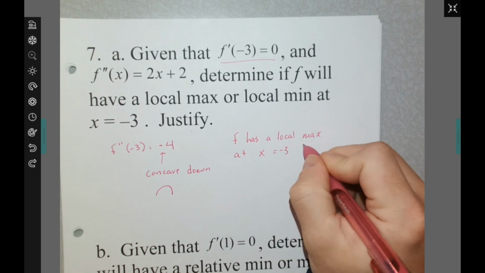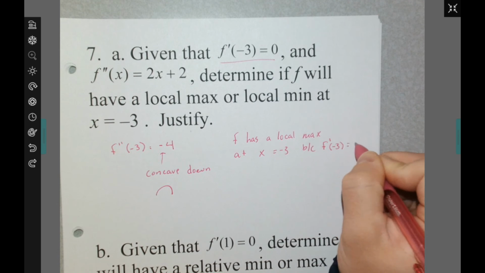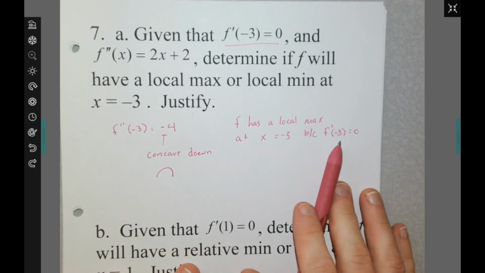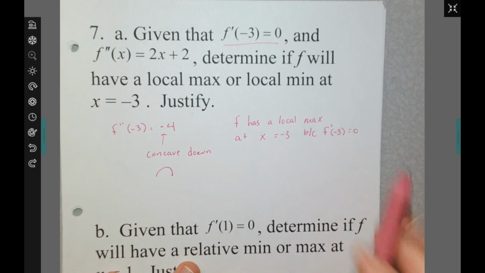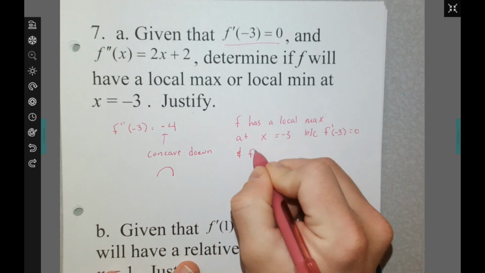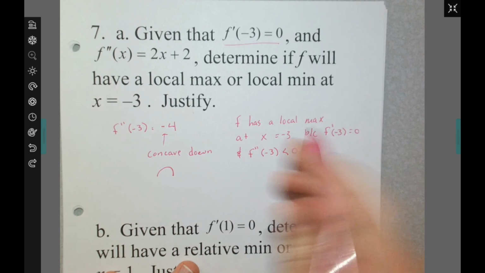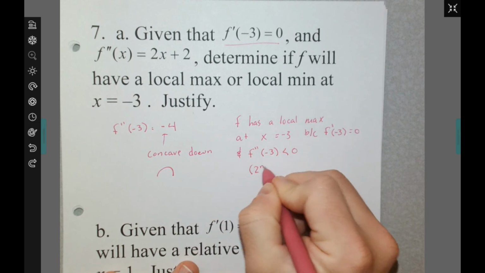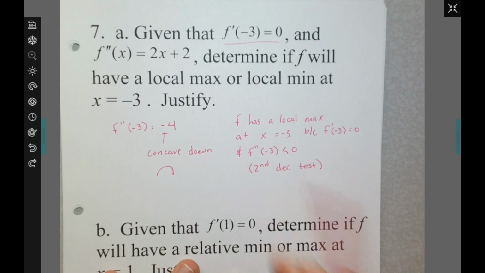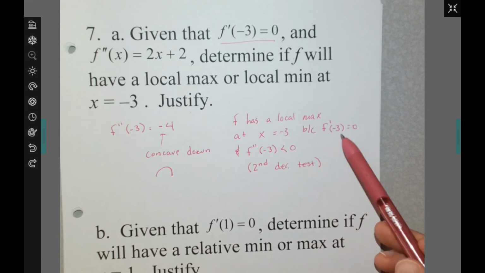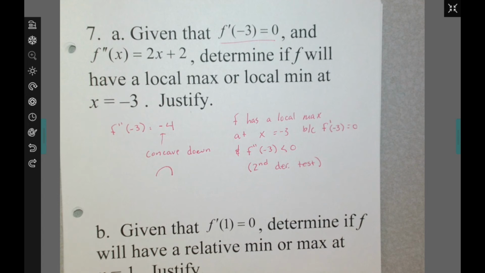And then here comes the justification. You have to tell me that the first derivative at that point is 0. If you don't tell me that the first derivative at x equals negative 3 is 0, the whole justification is garbage. So, because the first derivative is 0 and our second derivative at negative 3 is negative. If you want to throw in there that it's the second derivative test, you could. But honestly, that's good enough for your justification. You absolutely have to tell me that the first derivative is 0. If you don't, we're not getting points at all.